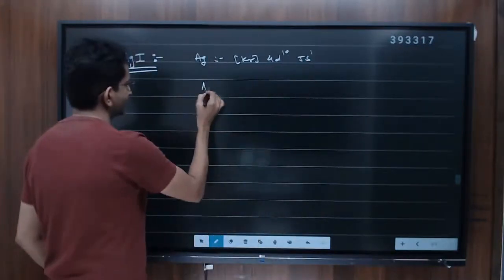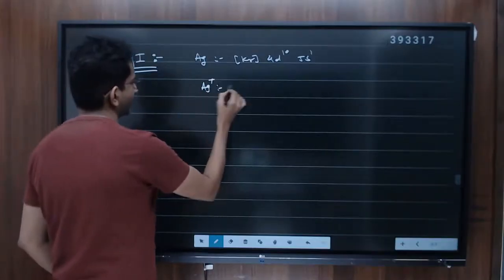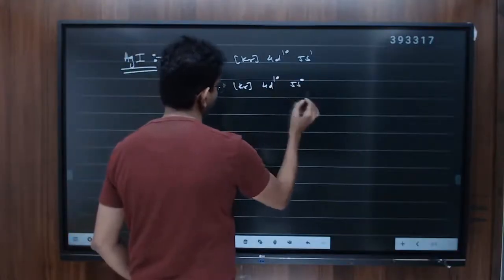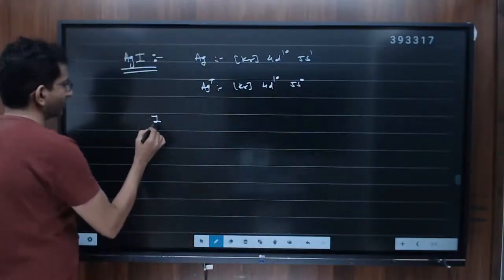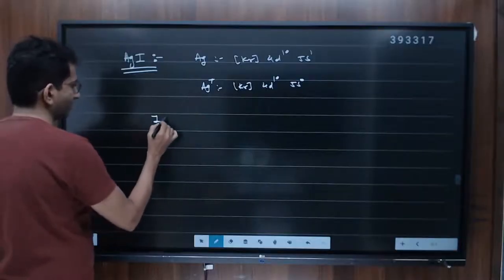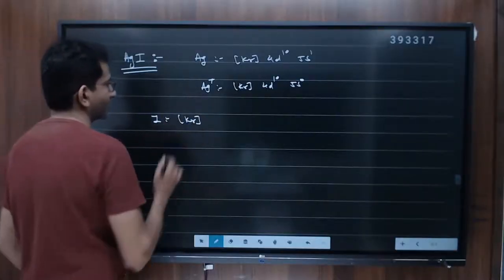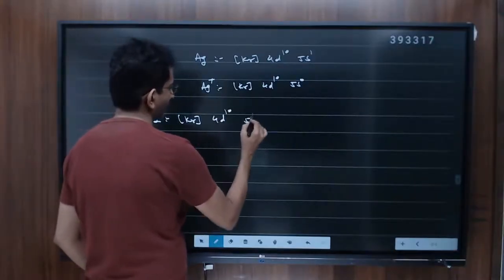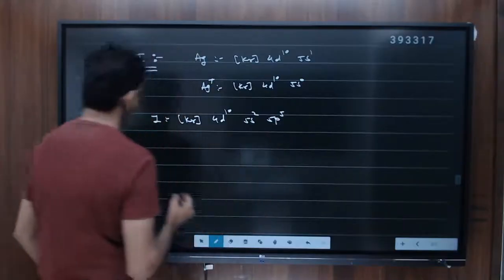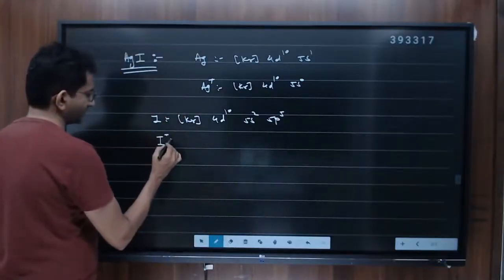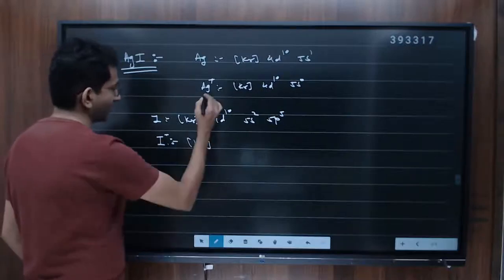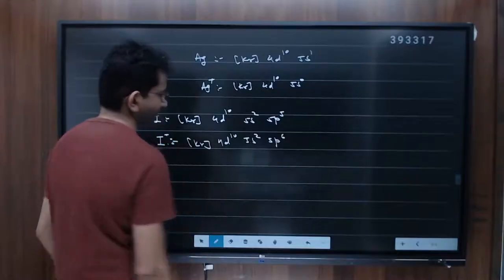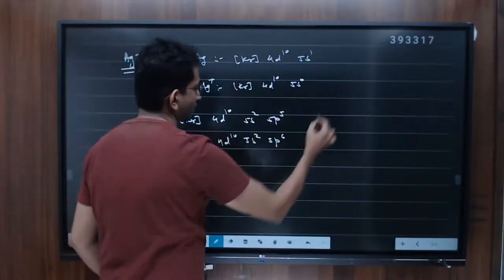So if this Ag loses one electron, then it will be krypton 4d10 5s0, and it will be highly stable. And iodine is what? Iodine electron configuration is krypton 4d10 5s2 5p5. If it gains one electron from this Ag, it will be 4d10 5s2 5p6. Why? Because this electron lost comes over here.